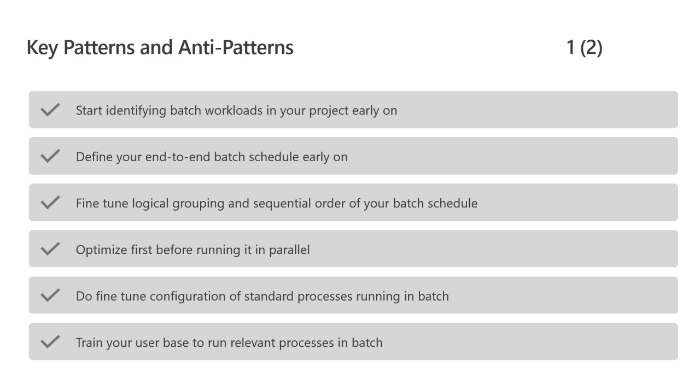Optimize first before running in parallel. So you have a process that is not tuned and doesn't perform well if you're running it single-threaded. If that is not fine-tuned, then of course it is quite hard to reach efficiency in runtime behavior, also in parallel execution. So first tune it and then get into scalability of parallel execution of it.